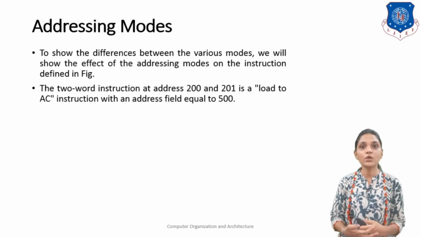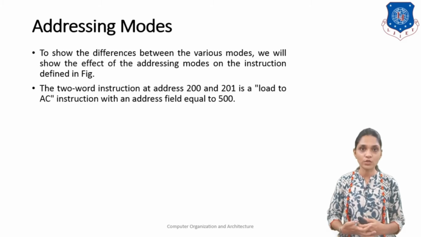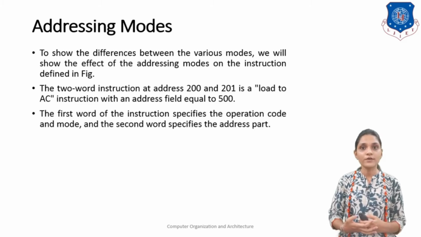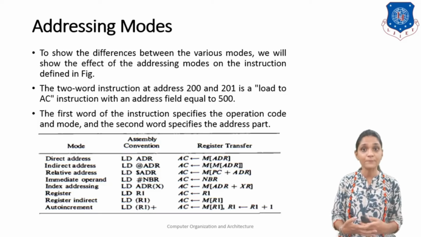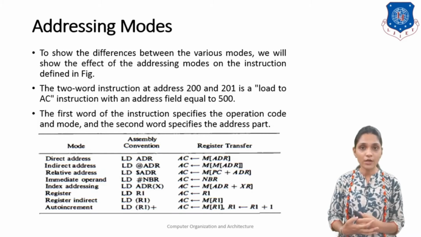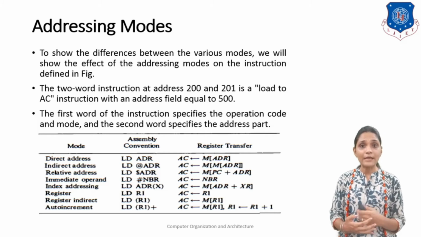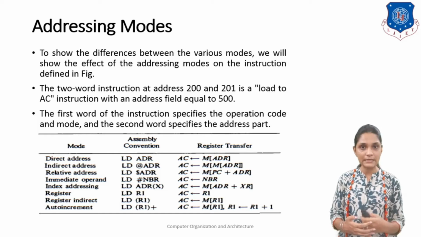At location 200, we have stored its opcode, that is load to accumulator, that means LD, and the mode field. And at location 201, we have stored the address field, and that is stored as 500. So the first word of the instruction specifies your operation code and mode, and the second word specifies your address part. By using different addressing modes, we can represent this instruction like, for direct addressing, as LD ADR.